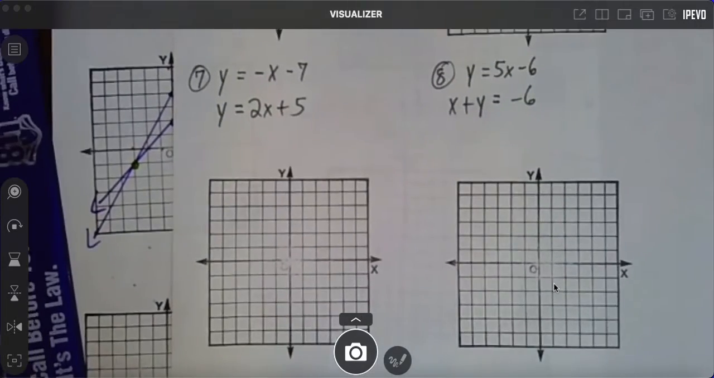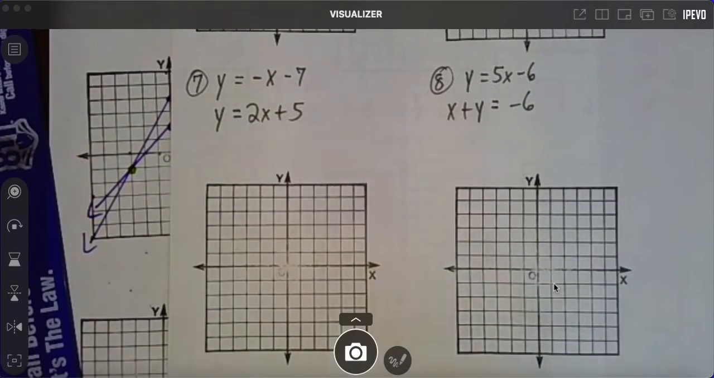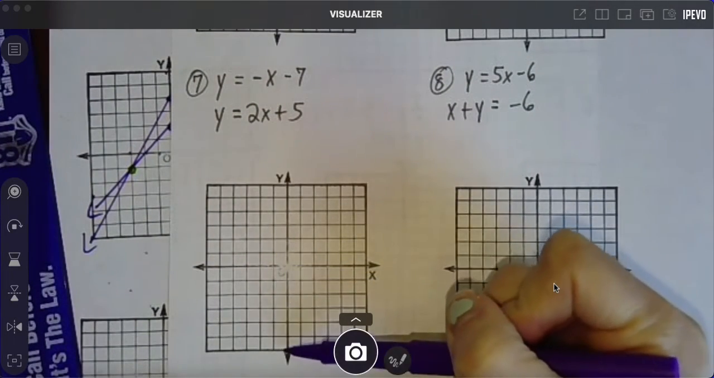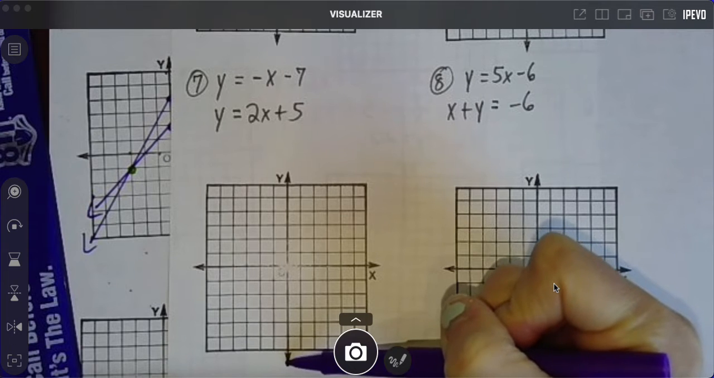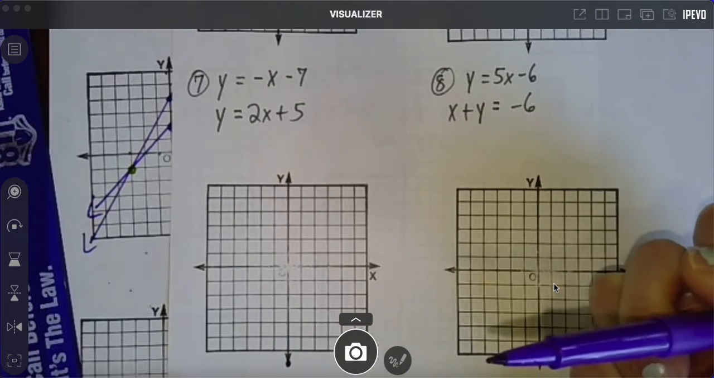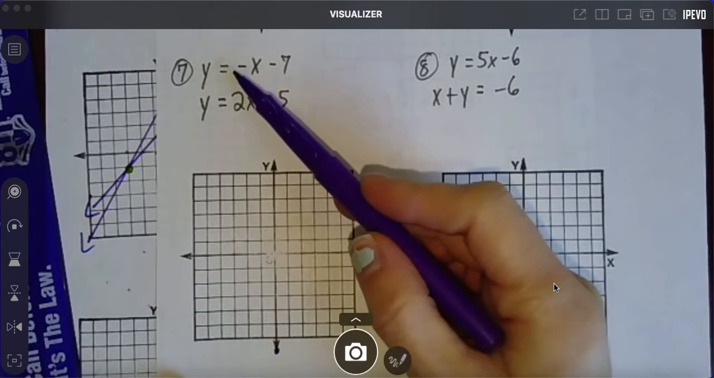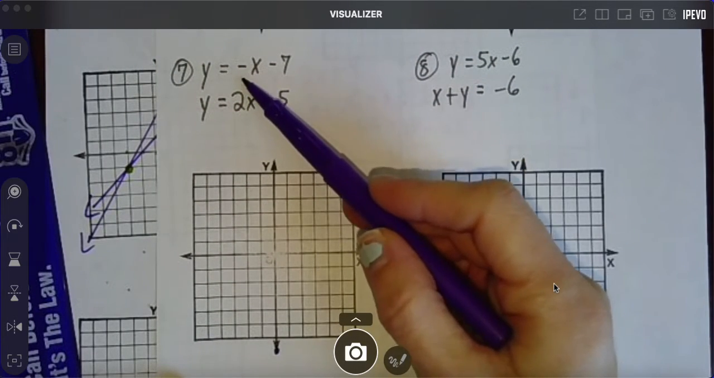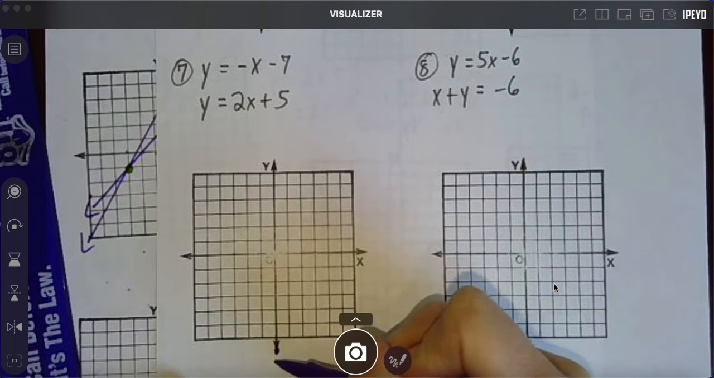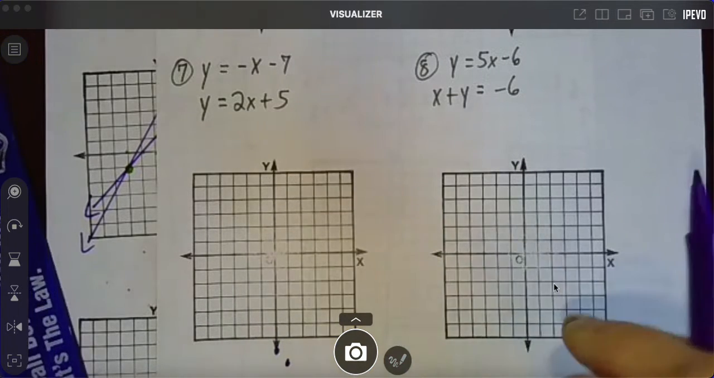So we have -7 is my starting point. I'm going to go down 6. One more is 7, and I'm going to hope that that's kind of close enough. From there, I'm going to go where? Down 1 and over 1. That's my slope. So I'm going to go down 1 and over 1.